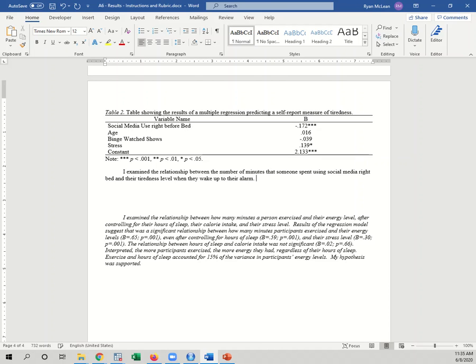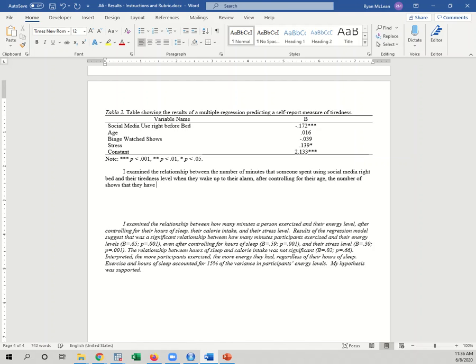So that was just a description of my independent variable and my dependent variable. And after controlling for their age, the number of shows that they have recently binge watched, and their stress level. I'll even say their current stress level. Okay, so that was the first part, which is my independent variable is associated with my dependent variable after controlling for these three things.